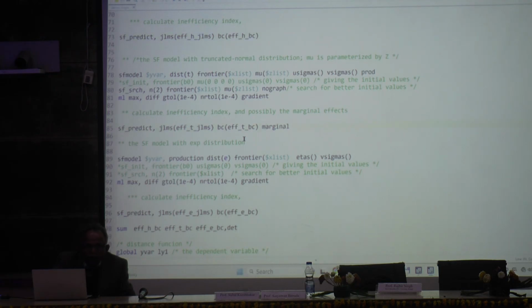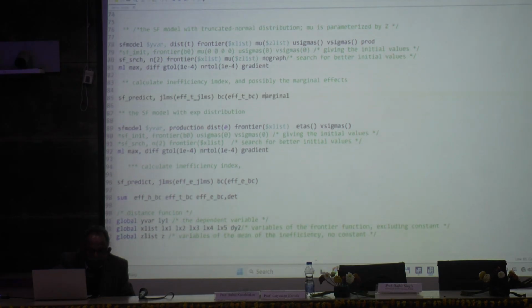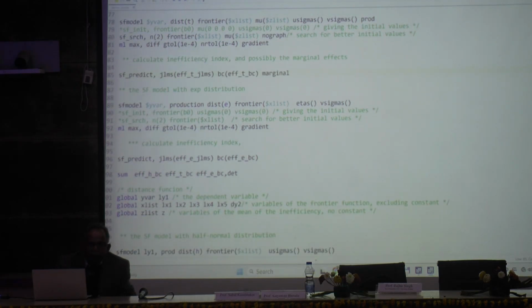Just to show all those things, because Dr. Jagindar has shown you only half normal, he was doing only truncated normal, but then I asked him to change that to half normal, that was also working. Now I'm just showing that I started with half normal, then I went over to truncated normal. Now let's just look at this exponential. So the sfmodel with exponential distribution.